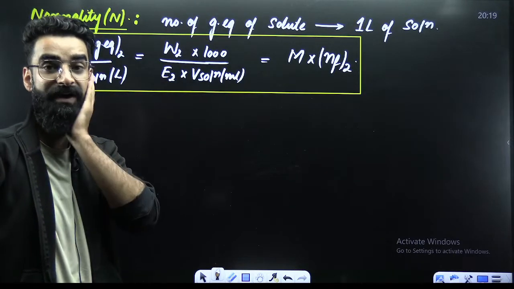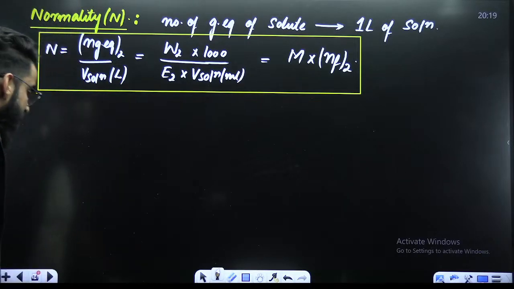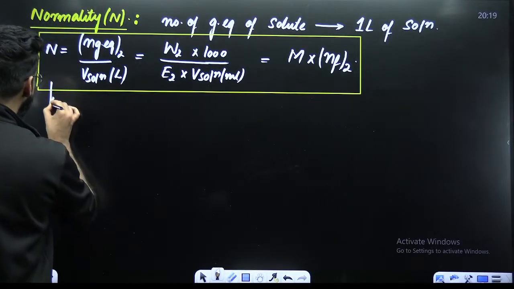Now, let's try to understand a few more things. If you ask me, what is the unit of this normality?